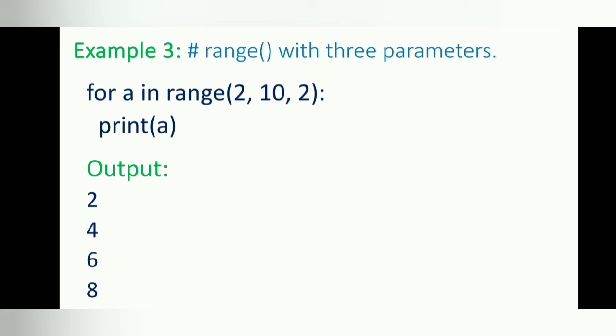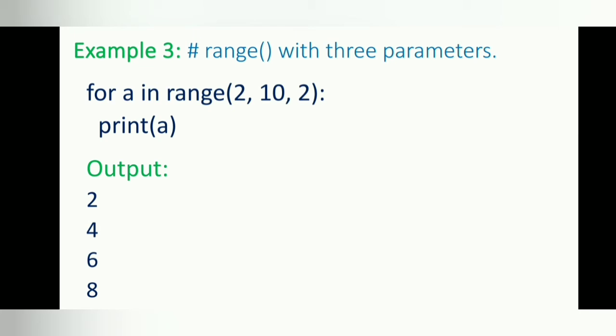Example 3. Range function with 3 parameters. for a in range(2, 10, 2): print(a). The range function defaults to increment the sequence by 1. However, it is possible to specify the increment value by passing 3 parameters to the range function. If we give range function 3 values, it will treat them as a start point, an end point and a step value. A step value determines what the difference between two successive numbers in the sequence will be.